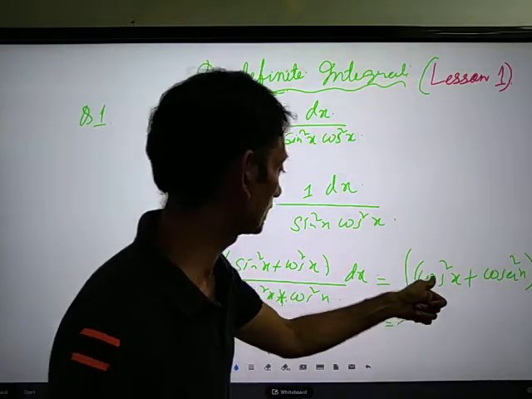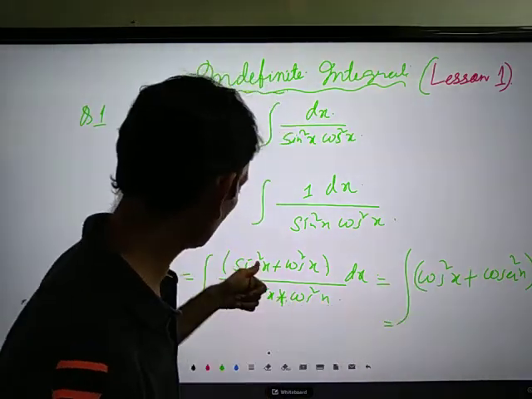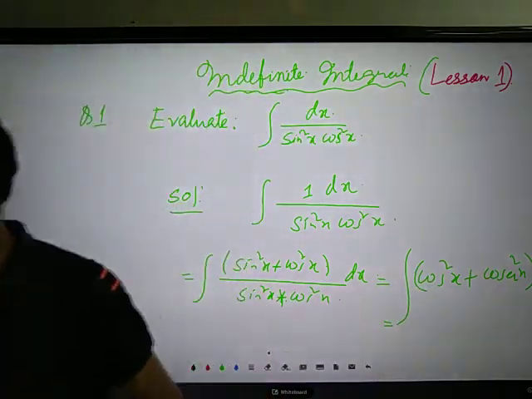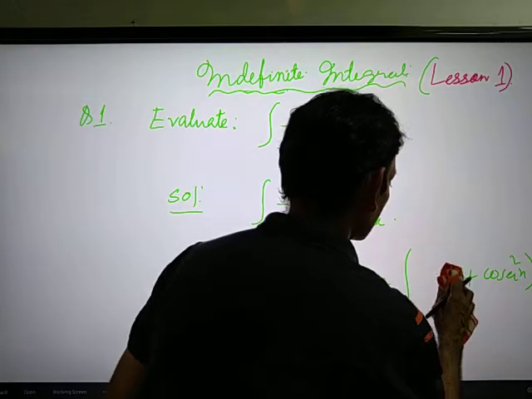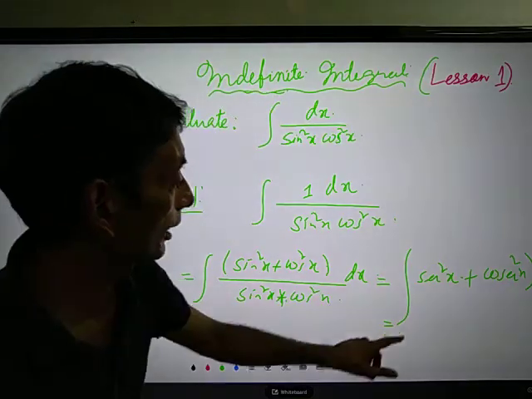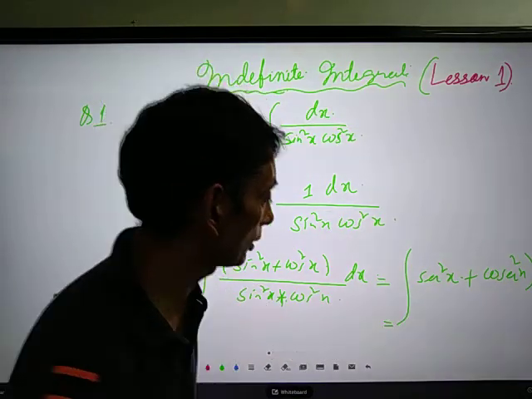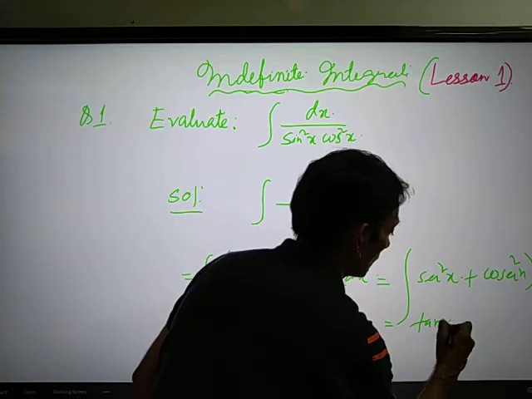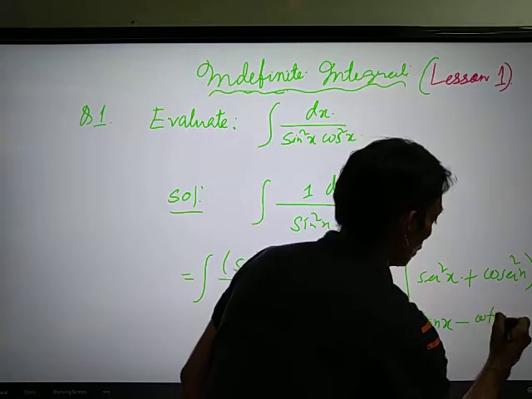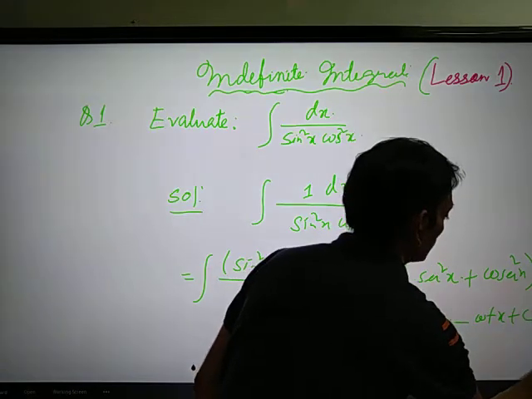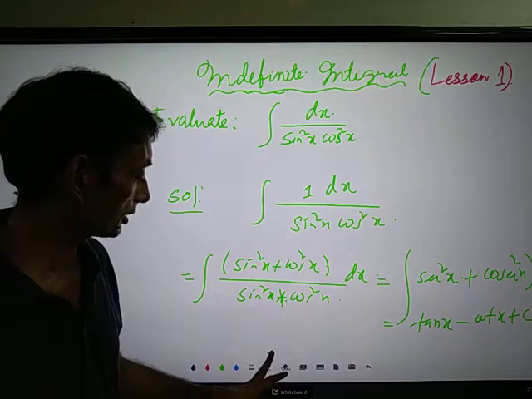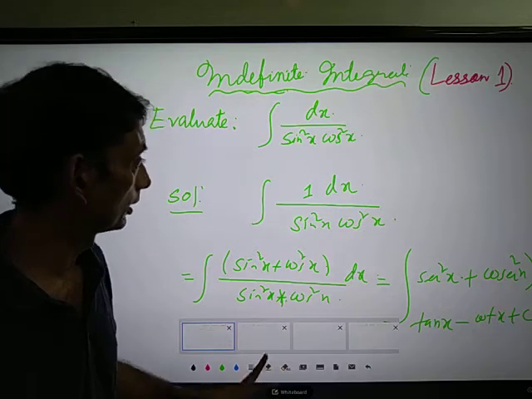Sin square x will get cancelled out, so it will be 1 by cos square x, which is sec square x. So we have a direct formula for sec square x. The integration of sec square x is tan x, and the integration of cosec square x is minus cot x plus c. This is a very simple question. We'll just move to the next question.